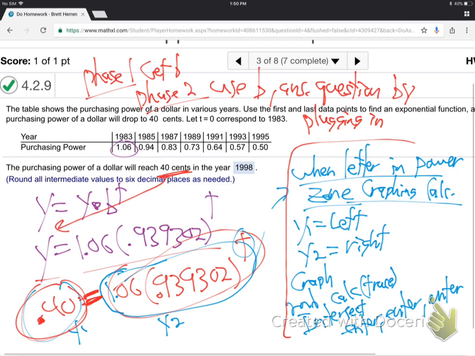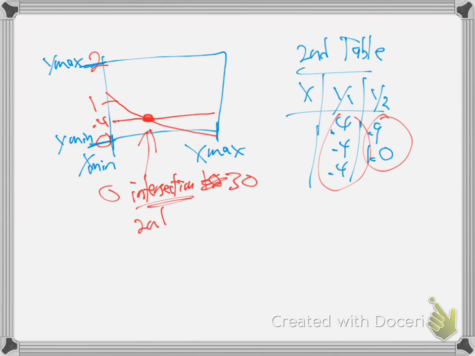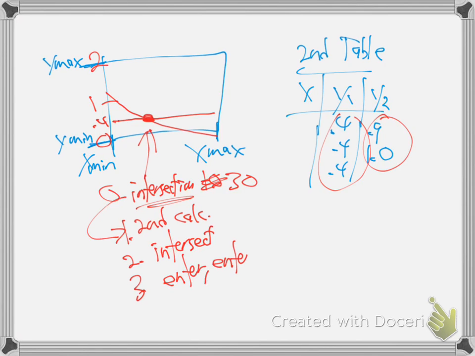Well, it's these steps right here that I told you. Y1 is left, Y2 is right. Graph it. Second calc, intersect, enter, enter, enter. So now I hit second calc on your calculator. So here's what you actually type. Second, step 1, hit second calc, and then choose intersect. And then once you got that, just hit enter 3 times. Enter, enter, enter. So second calc, intersect, enter, enter, enter.